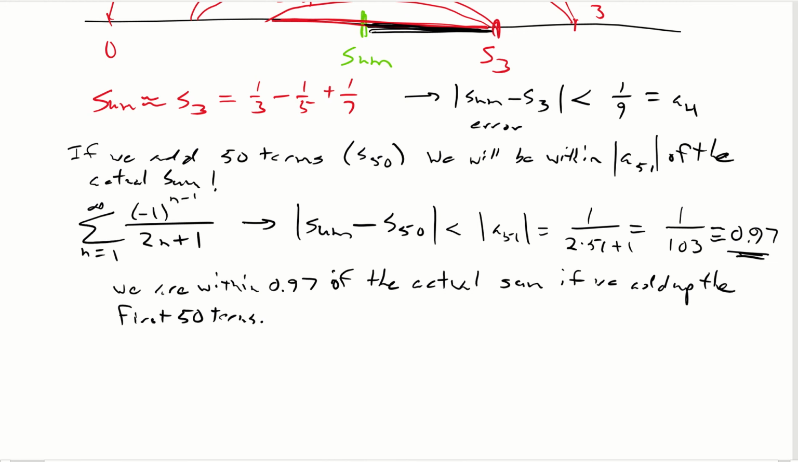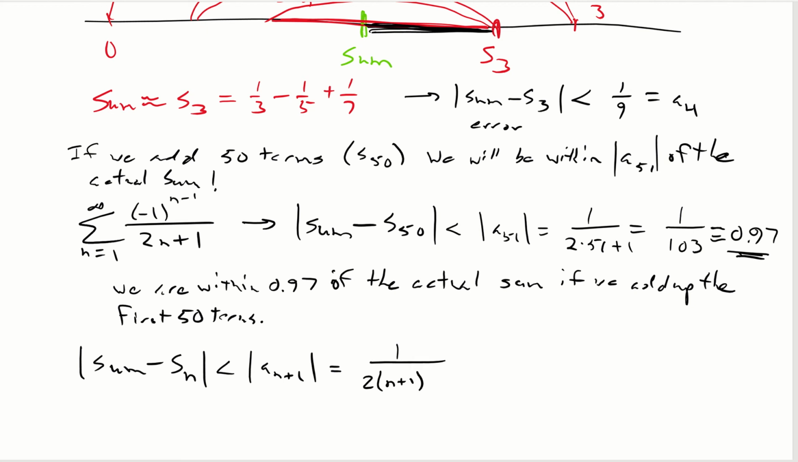Suppose our error, the sum minus S sub n, let's say, because we don't know how far to go to get that error, well, we know it's going to be less than the absolute value of the n plus first term. Which is equal to 1 over 2 times (n plus 1) plus 1, which is equal to 1 over 2n plus 3. And here's the thing. We want our error, we're going to force it less than 0.0001, which is the same thing as 1 over 10,000.